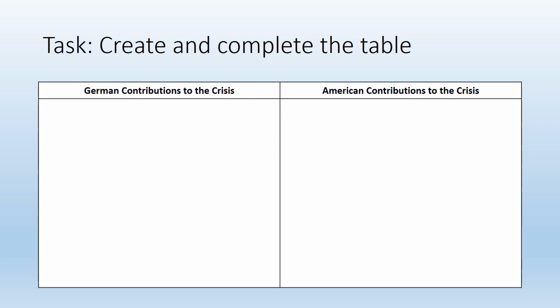So our final task today is to complete the table that we see on the screen. So you need two columns, German contributions to the financial crisis and American contributions to the financial crisis. So go ahead and design that table. You can pause the video now, fill in as much as you can from memory, and when you're ready, hit resume and we'll take up possible responses together.